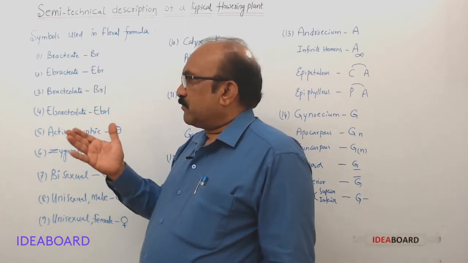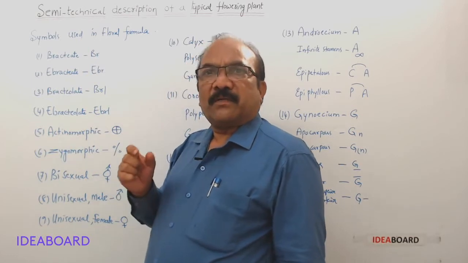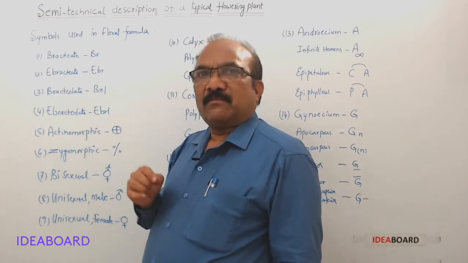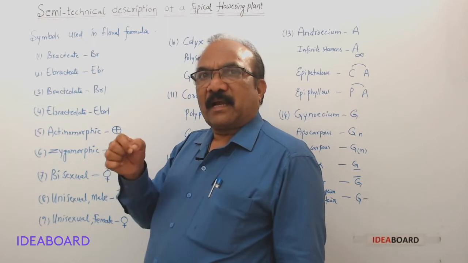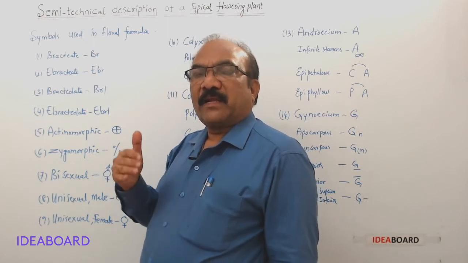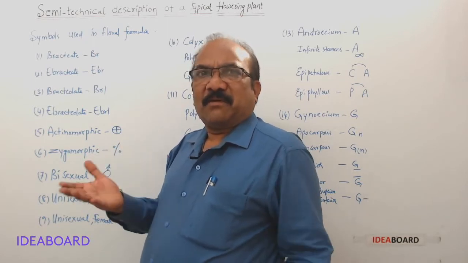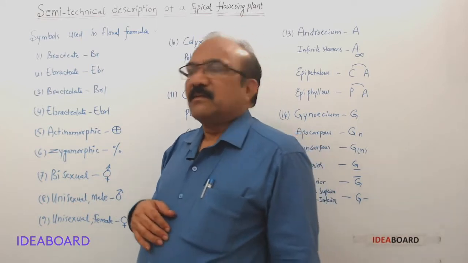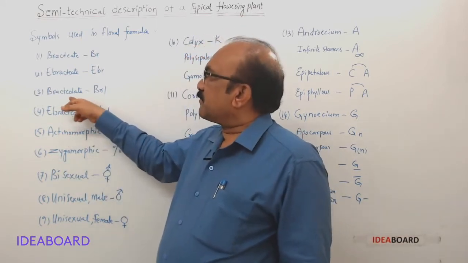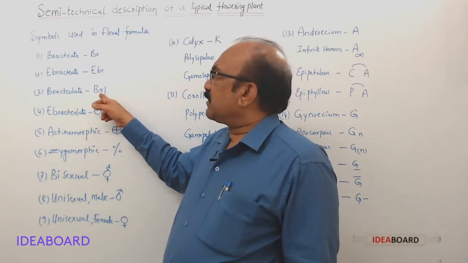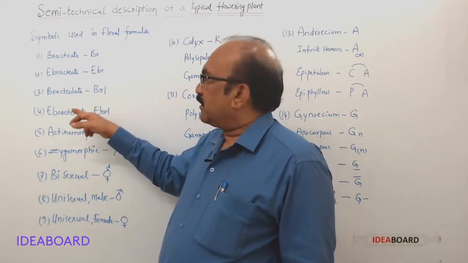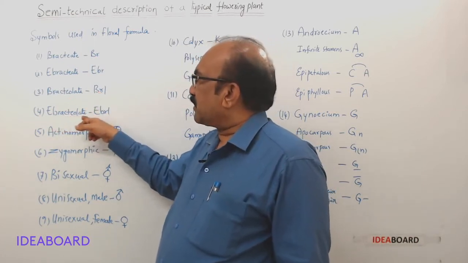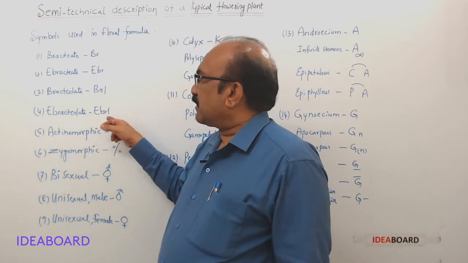Now the stalk of the flower is called the pedicel, and over the pedicel you will find some leaf-like appendages which are called bracteoles. They may or may not be present. If they are present, the flower is described as bracteolate and the symbol is Brl. And if they are absent, ebracteolate, and the symbol is Ebrl.